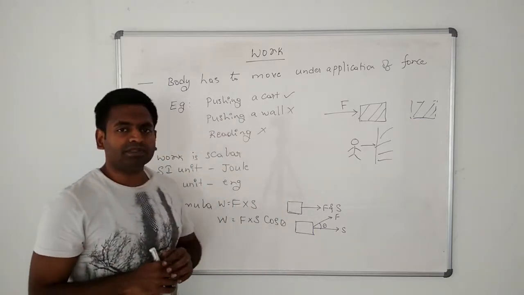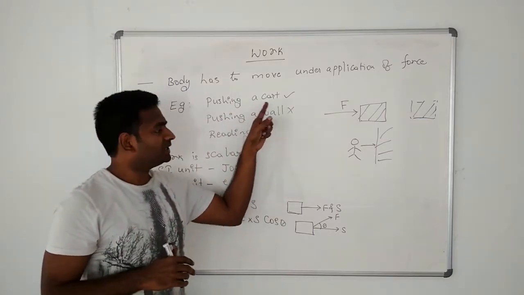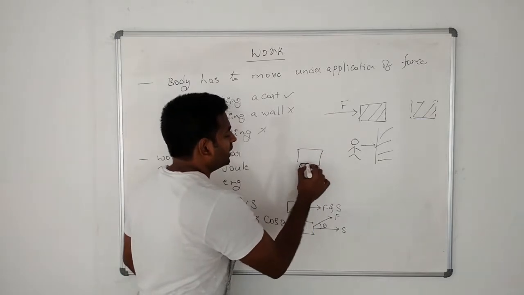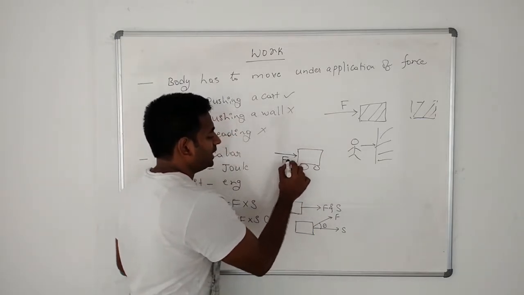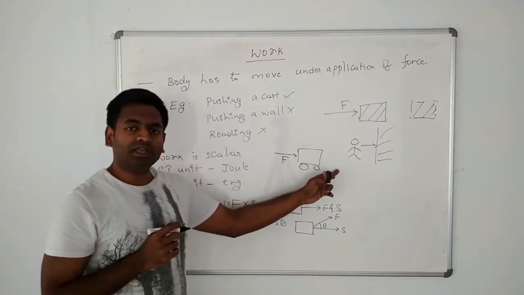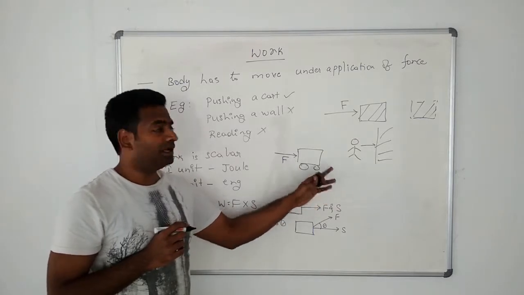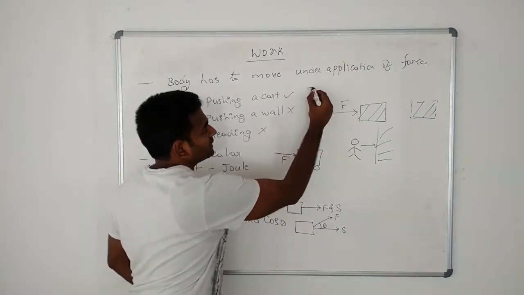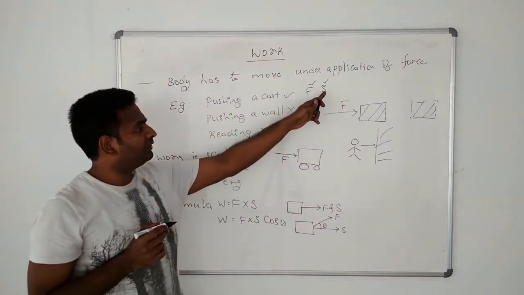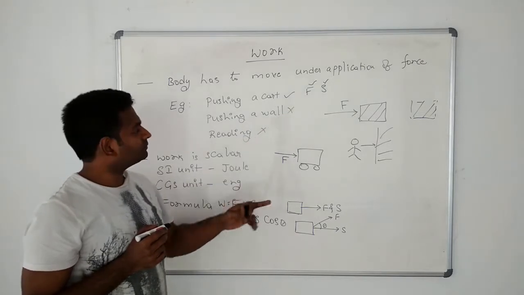Let's take some examples. For example, pushing a cart. In this case, is work done? Yes, work is done. If I take the cart and push it, am I applying a force? Yes, force is applied. Is the cart moving? Yes, the cart is also moving. So if the cart is moving and the force is applied, then the work is said to be done. Displacement we will denote by S, and force we will denote by F.